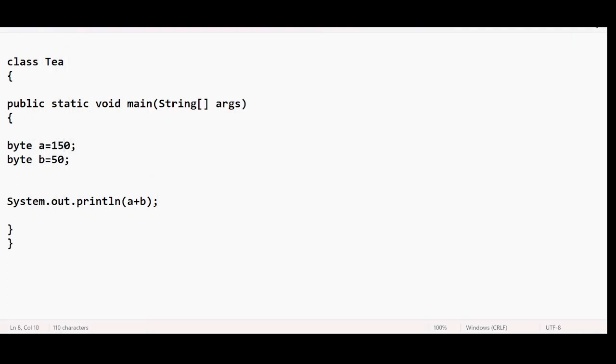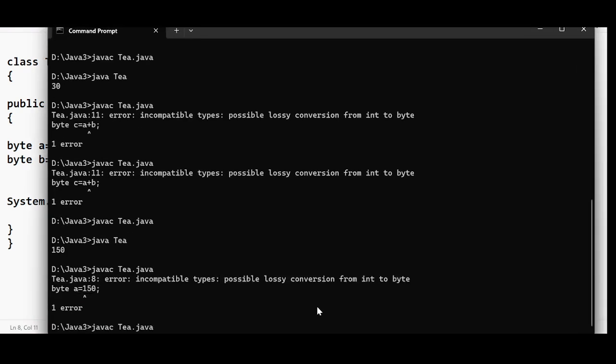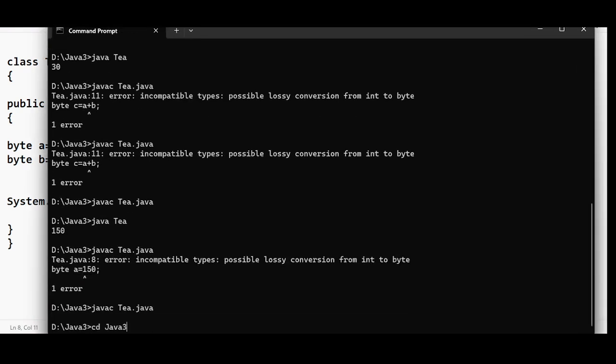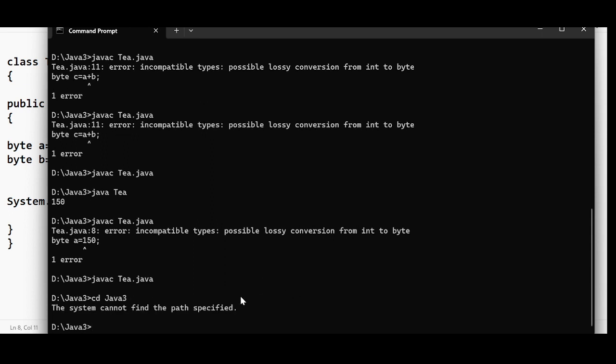Right? Now this could be valid if I restrict the value within the range 127. If I do this, it is valid because 127 is the value that is fitting in the range of byte data type, isn't it? No errors. This error is some other thing.